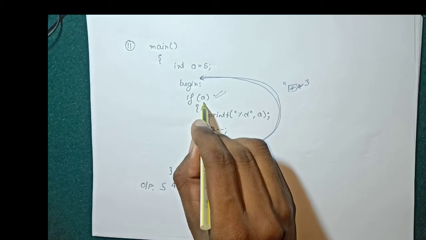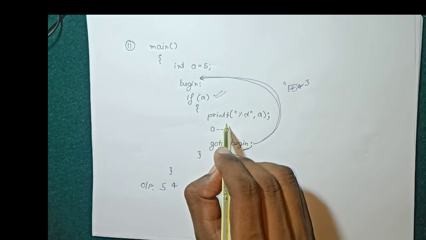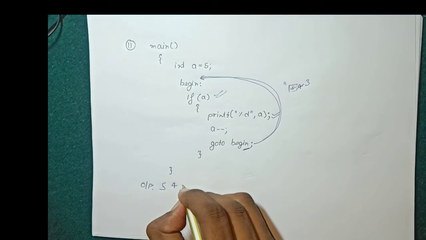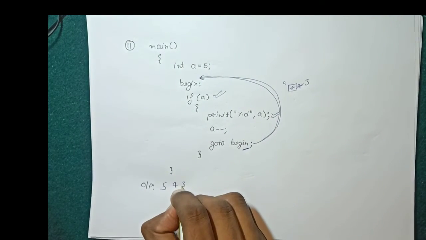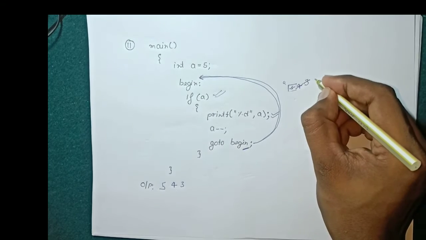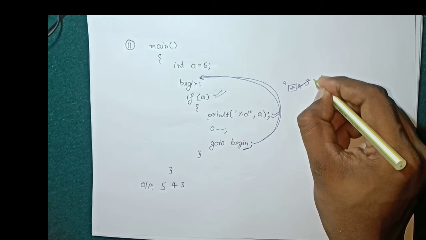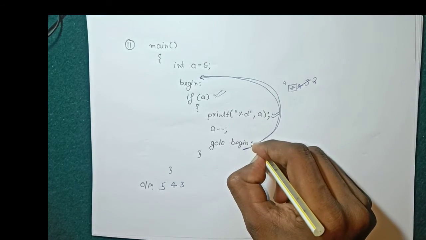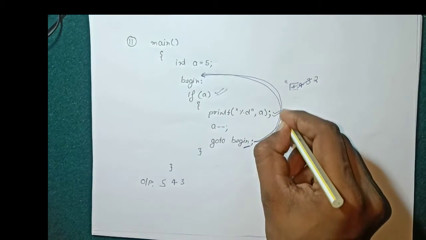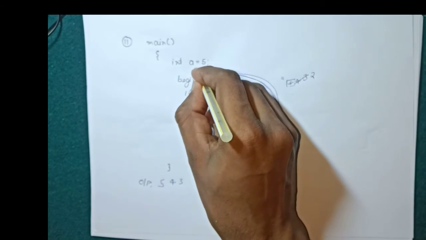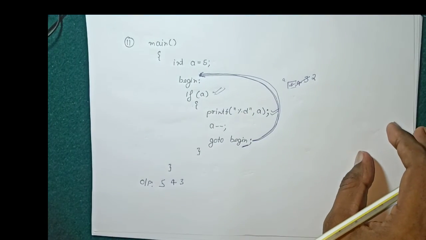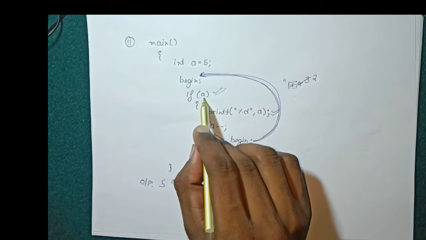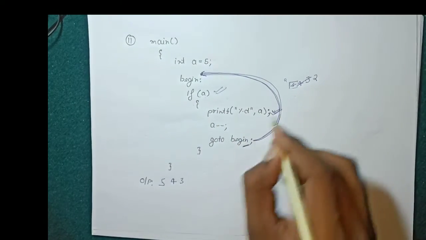Now the value of a is 3. Then the printf statement is executed again, which means the value 3 is printed. Now the value of a decreases one more time, so a is 2. Then the goto statement is executed again, and the control goes to label begin. Again the value of a is 2, so 2 gets printed.